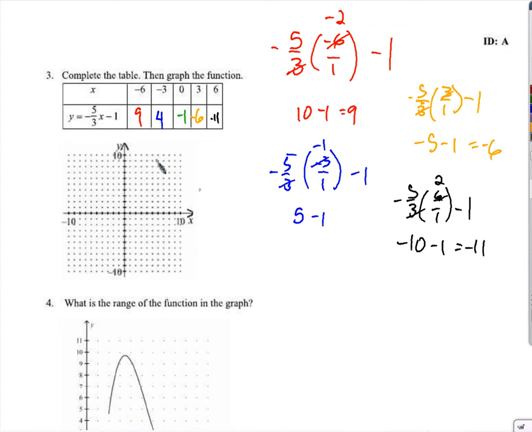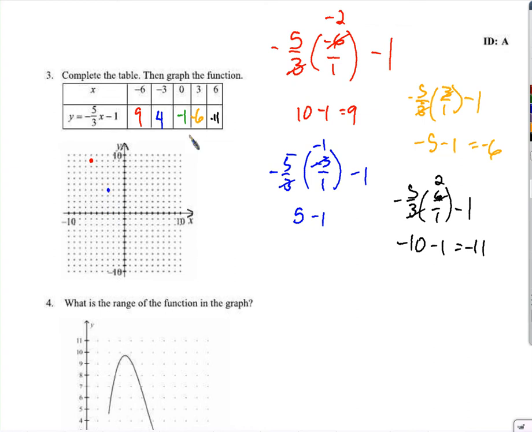Alright. Then we plot those points. Negative 6, comma 9. There we go, so you know which point it is. Now for this blue one, negative 3, comma 4: 1, 2, 3, 4.